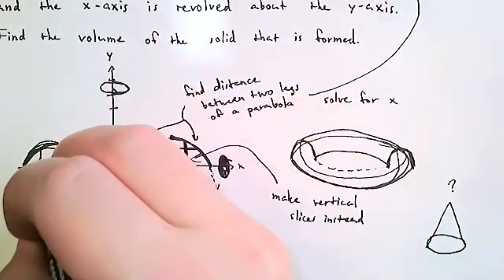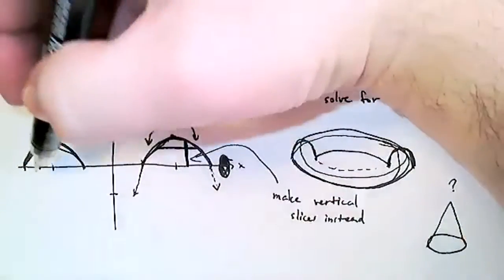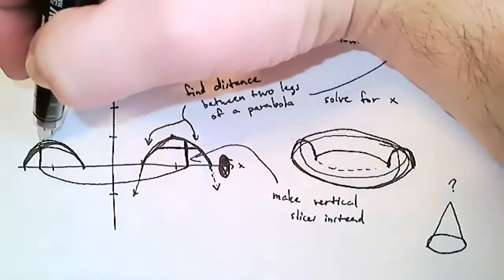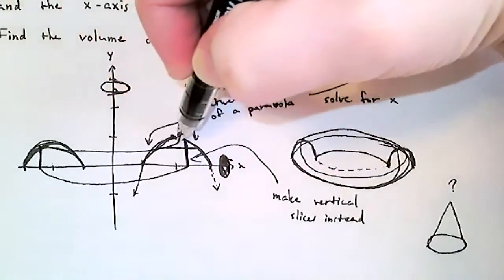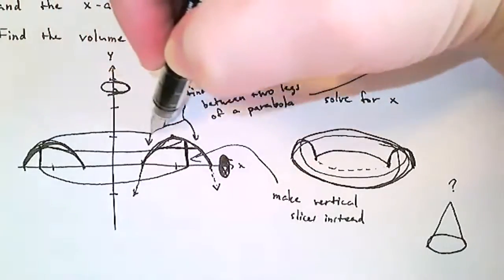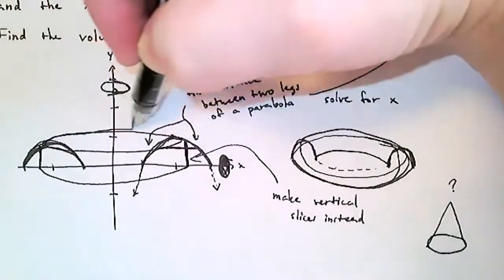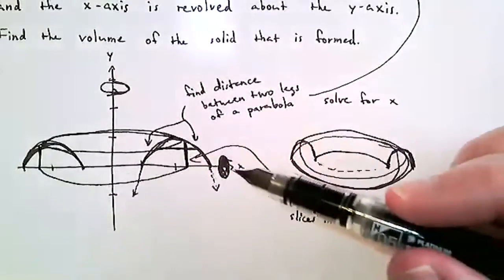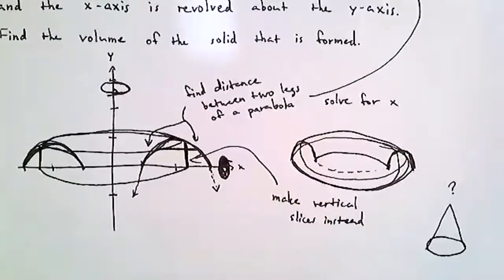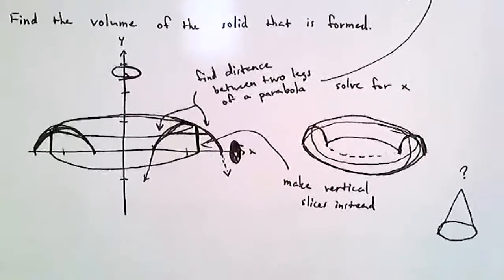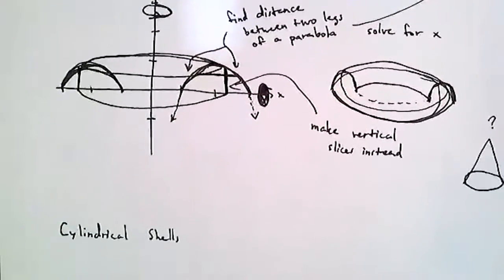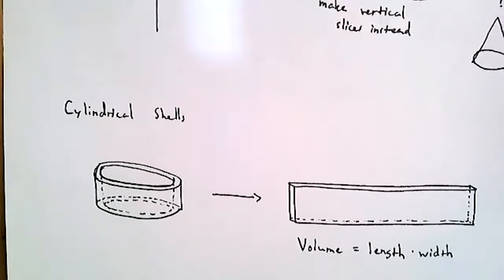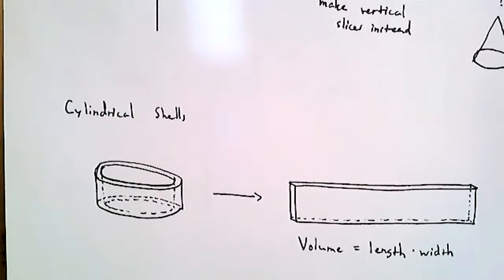So let's see if I can sketch it. So here's the bottom of the cylinder. Here's the top of the cylinder. And here's the back. Okay, starting to get a little messy, but we make these cylinder shapes as we do our slices. So now let's come down here where it's a little cleaner still and take a look at our cylindrical shells.